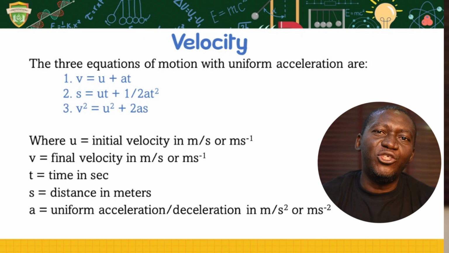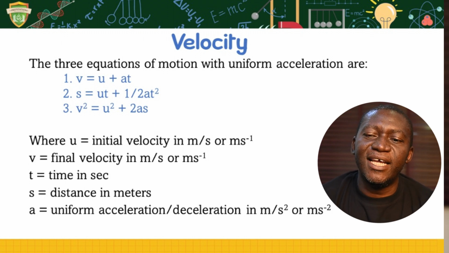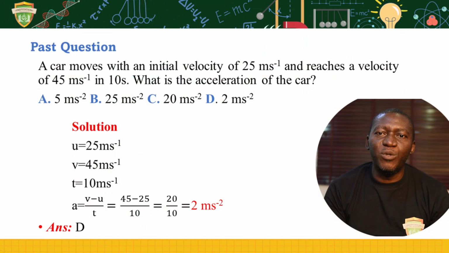So having gone through all the terms that are necessary for us to understand motion, we want to just look at a few questions that deal with this topic called motion. The first question we have here is, a car moves with an initial velocity of 25 meters per second and reaches a final velocity of 45 meters per second in 10 seconds. What is the acceleration of the car?